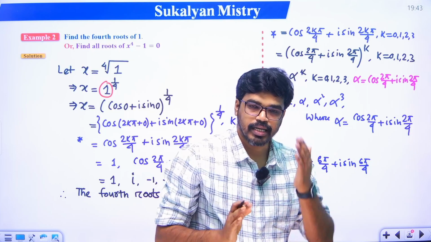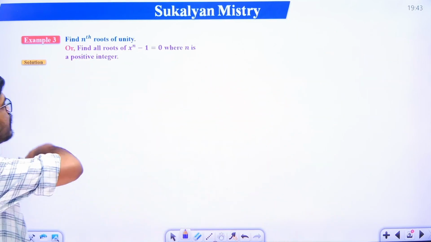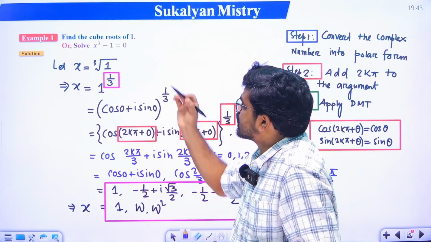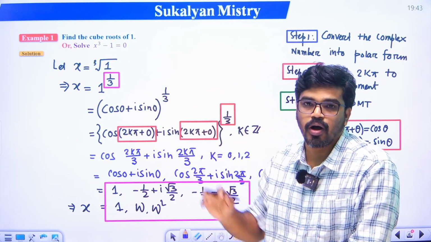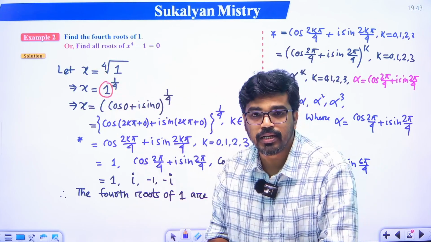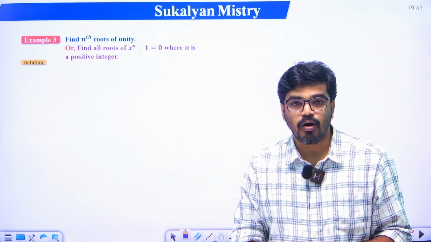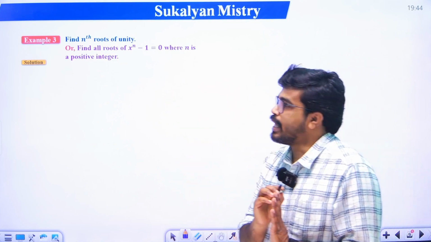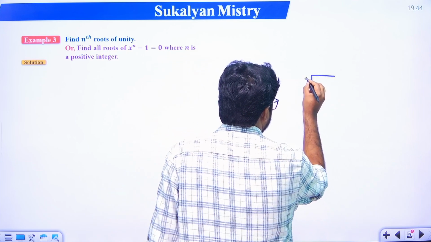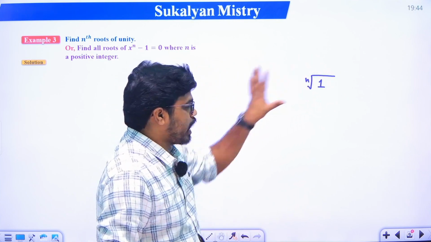Okay. Similarly, find the nth roots of unity. First we calculate the cube roots of unity. Unity means 1. Second, we calculate fourth roots of unity. Now we are going to calculate the nth roots of unity. So we have to calculate this.